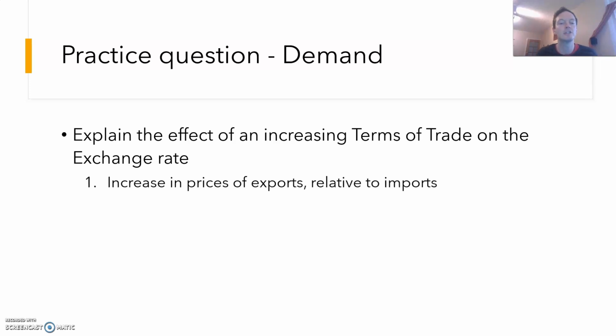Okay, so your first link in the chain is going to be showing me that you understand something about this factor that's causing the change. And so in this case, it's terms of trade. So if you can show me in this answer that an increase in the price of exports relative to imports is going to increase terms of trade, you're going to get a mark for that.